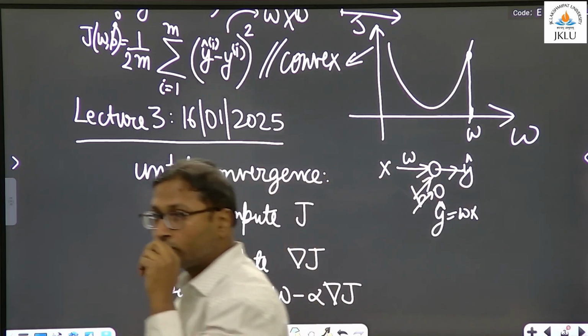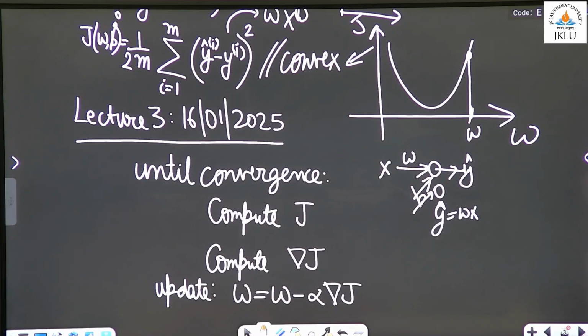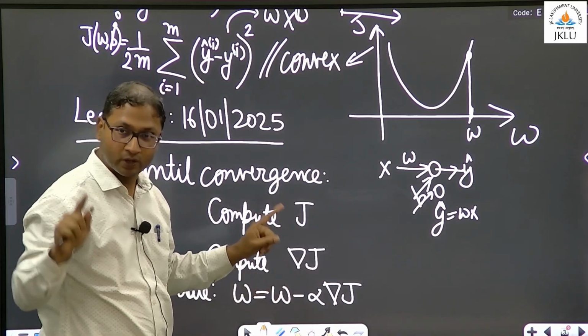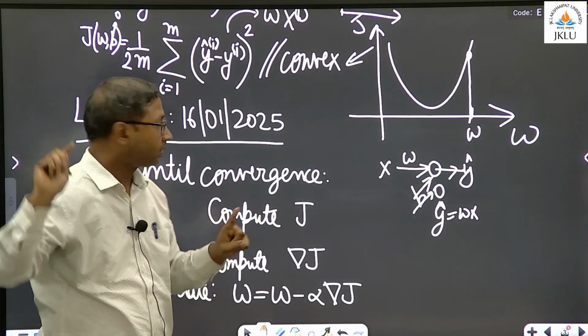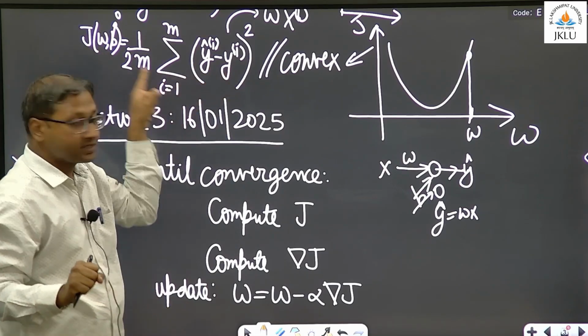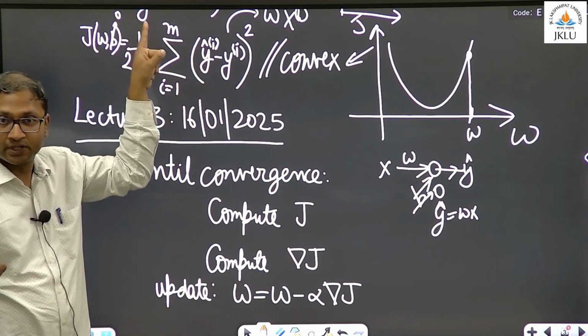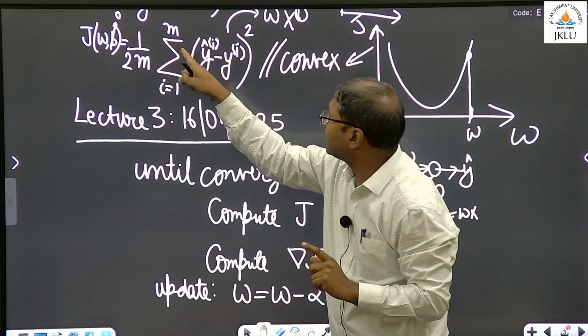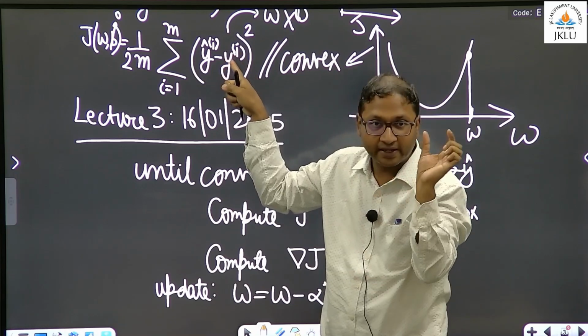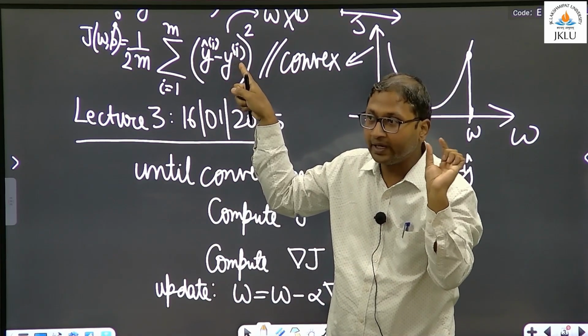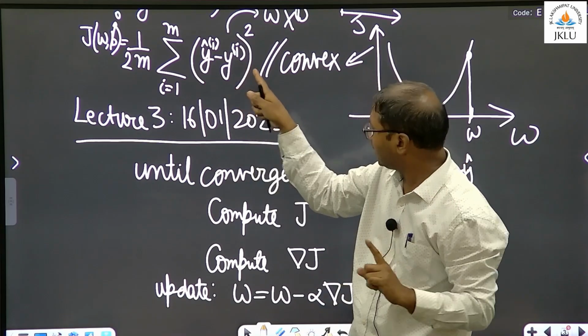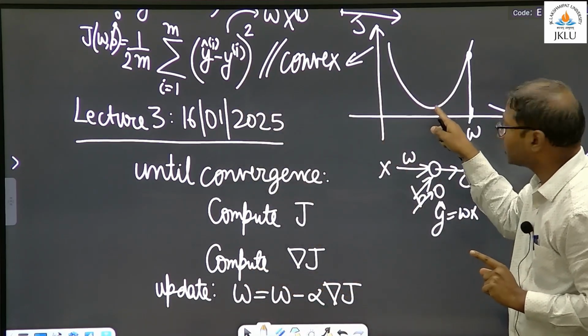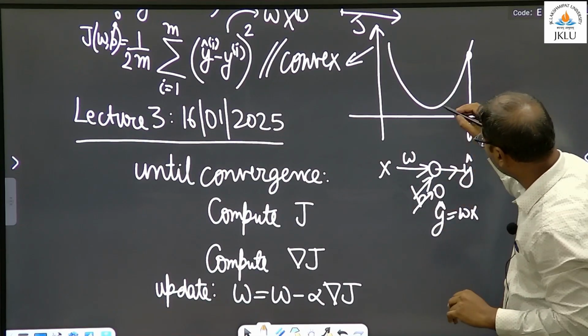Why do I want to go to minima? I want to go to minima because what is my original task? I want to minimize this cost function. What was the cost function representing? If I minimize this, I basically minimize the error, so that this error will be minimum. Okay, so I need to go to minima. I need to come here.